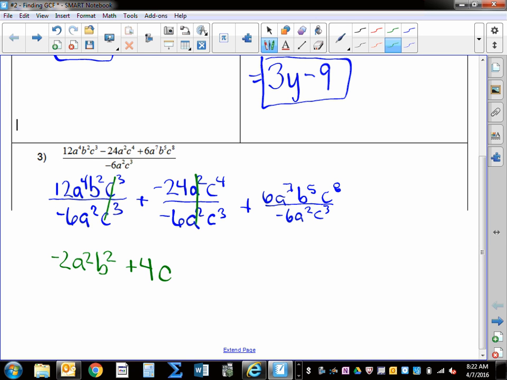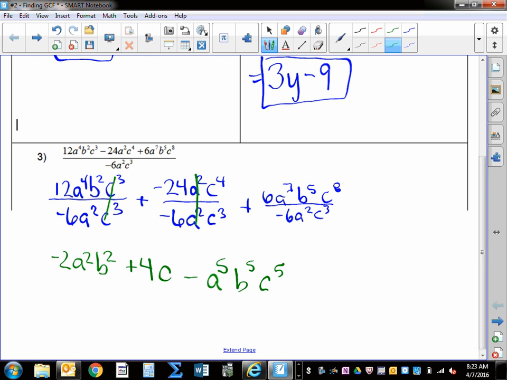Alright, now last. 6 divided by negative 6. Negative 1. Good. A to the 7th divided by a squared. A to the 5th. B, there's nothing to reduce that with, so that comes down. B to the 5th. And c to the 8th over c cubed gives me c to the 5th as well. Now, you technically don't need that 1 there. You can just have your negatives.